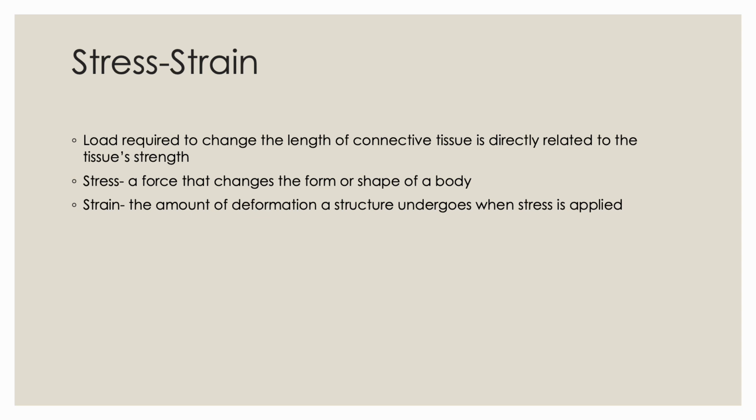In order to improve flexibility, it's important for us to understand the concept of stress strain. So, in order to change the length of a connective tissue, a load is required, and this load is directly related to the tissue's strength. Stress is defined as a force that changes the form or shape of a body. Strain is the amount of deformation a structure undergoes when stress is applied. In order to improve flexibility, a force needs to be applied to the tissue, but there is such a thing as too much stress. If that happens, that's when we can get things like tissue rupturing. So it's a delicate balance that we need to apply a load that is high enough to change the connective tissue, but not so high that we cause damage.